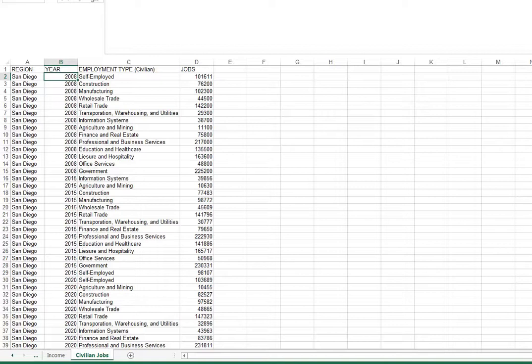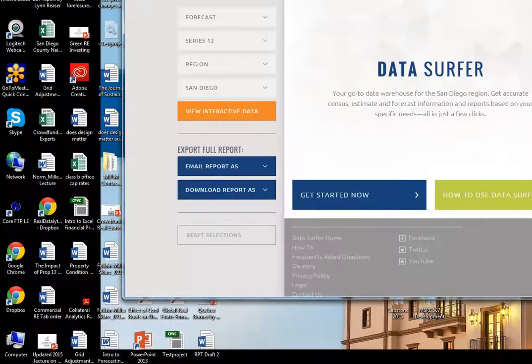I hope this at least gives you an idea what's in SANDAG. Certainly it's not enough to develop a forecast model, but this is a pretty valuable resource.